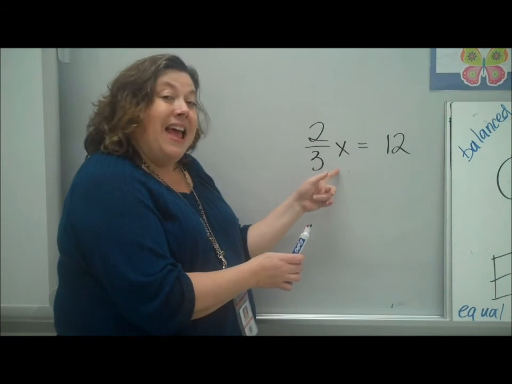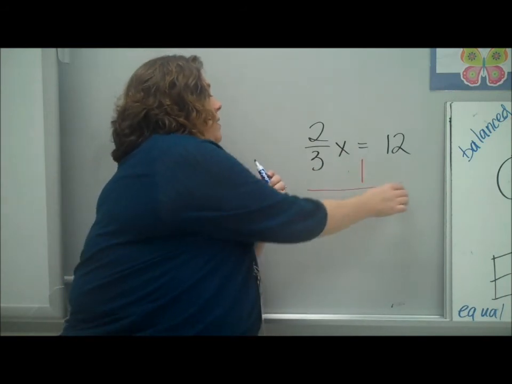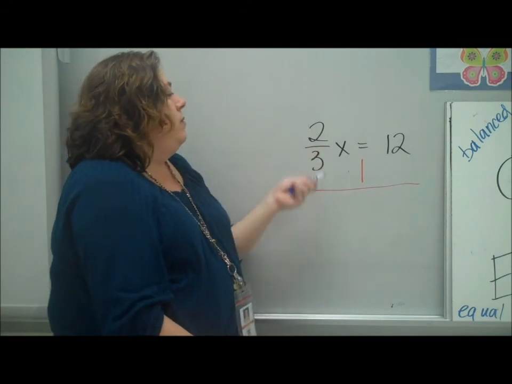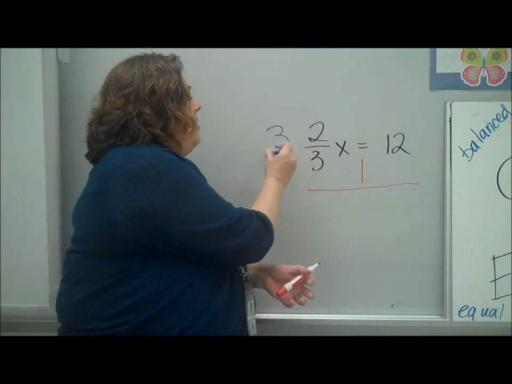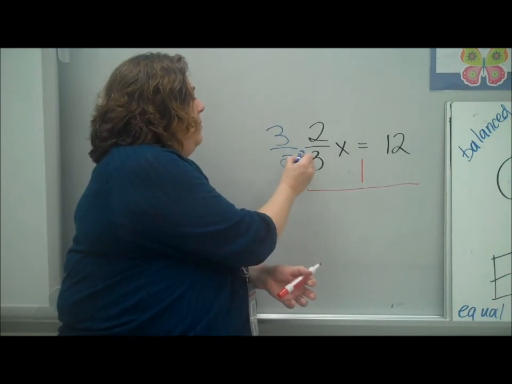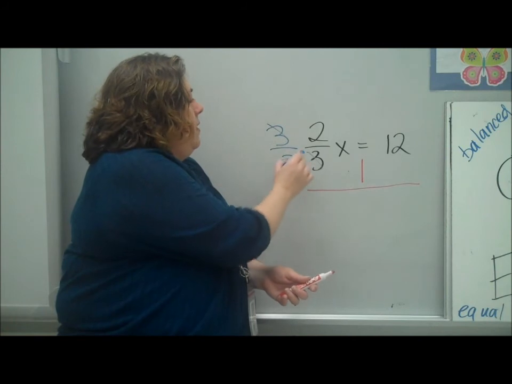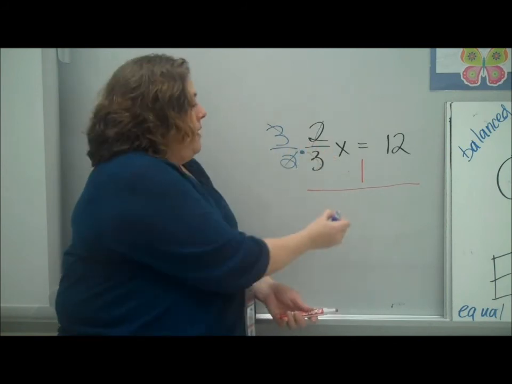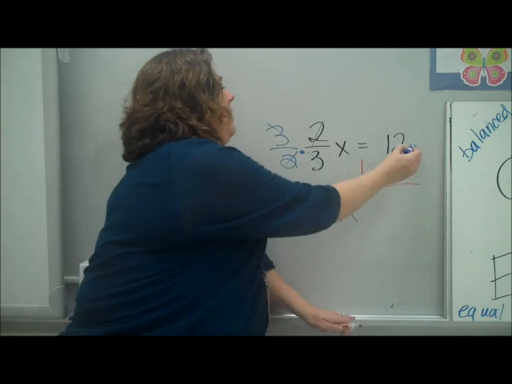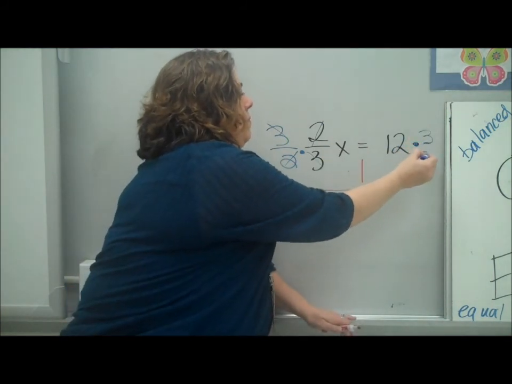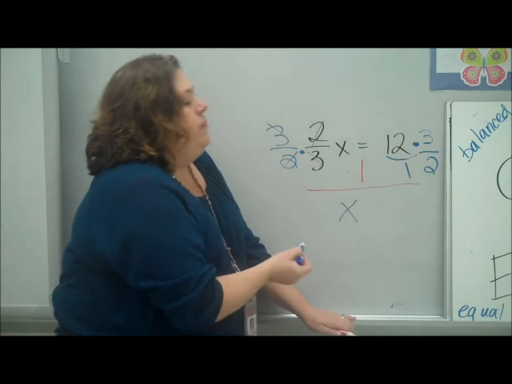So I'm seeing 2/3 times x equals 12. I want to get the x by itself. So I'm trying to make this 2/3 go away. If I multiply by the reciprocal, 3 over 2, this will cancel out, and I end up with x by itself. Anything I do to one side, I have to do to the other side. Again, I'm going to put that like this.